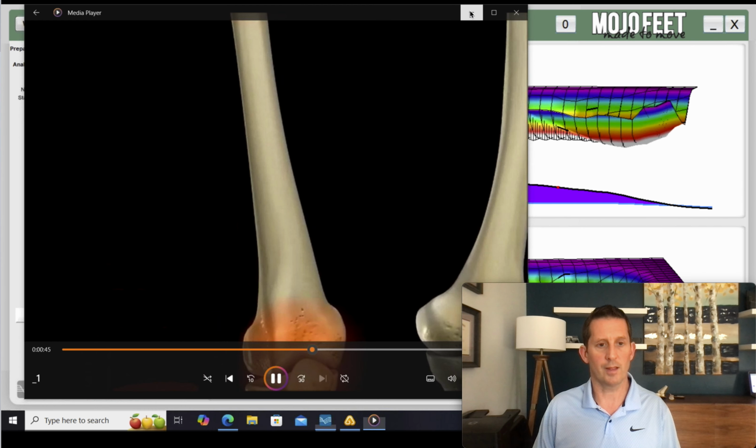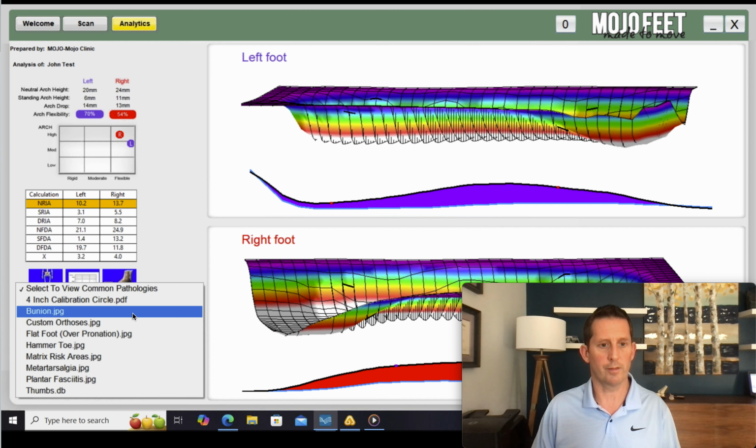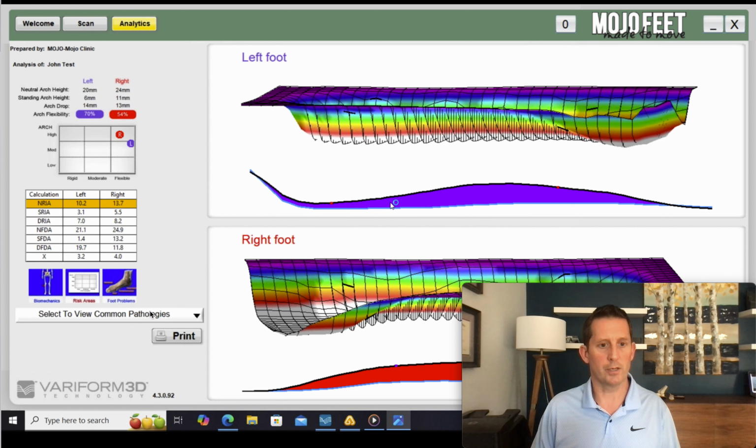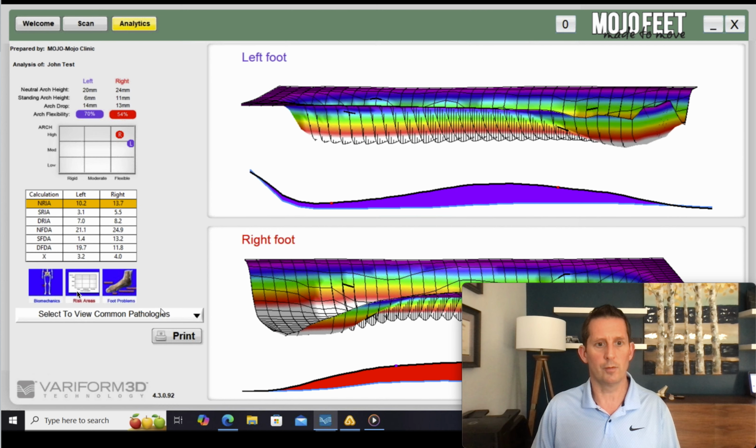I'm going to minimize that for now. We also have, if you had a patient in front of you with, let's say, bunions, you could click on our bunion pathology, drop down, and you would see a picture of a bunion and some of the things that could be going on, if you'd like to talk to them more about what that is. We have a few different ones over here, a few of the more common ones.